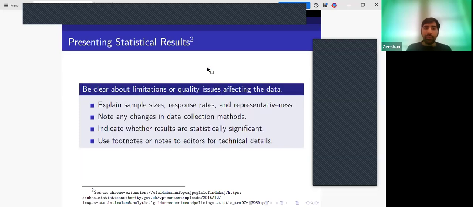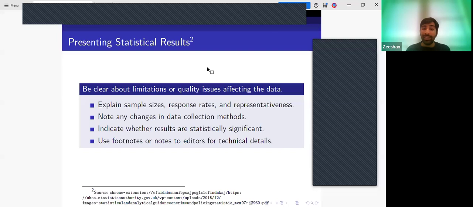And then you have to be clear about the limitations or quality issues affecting the data. Explain the sample size if you are going to use it, what the response rate was in your study, whether the sample is representative, and what kind of technique you have used, right? These explanations definitely come in the methods section in detail, but here you just have to mention the sample size and things like that. Also note any change in data collection method if you have made one.